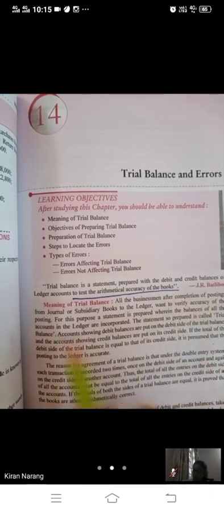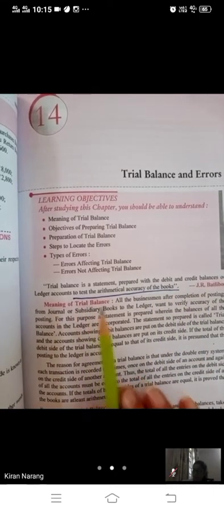So, Bache, we are going to start trial balance, chapter number 14. What is a trial balance? Trial balance is a statement prepared with the debit and credit balances of ledger accounts to test the arithmetical accuracy of the books.